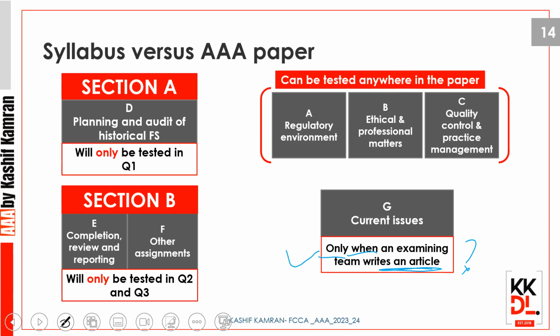Now, is everyone clear how the six syllabus areas will be examined, A, B, C, D, E, F, and which are important? Where is the SPR knowledge? In which syllabus areas do you need the SPR knowledge? So D and E is the integral part of the AAA, number one. F is a very regular part of the AAA.